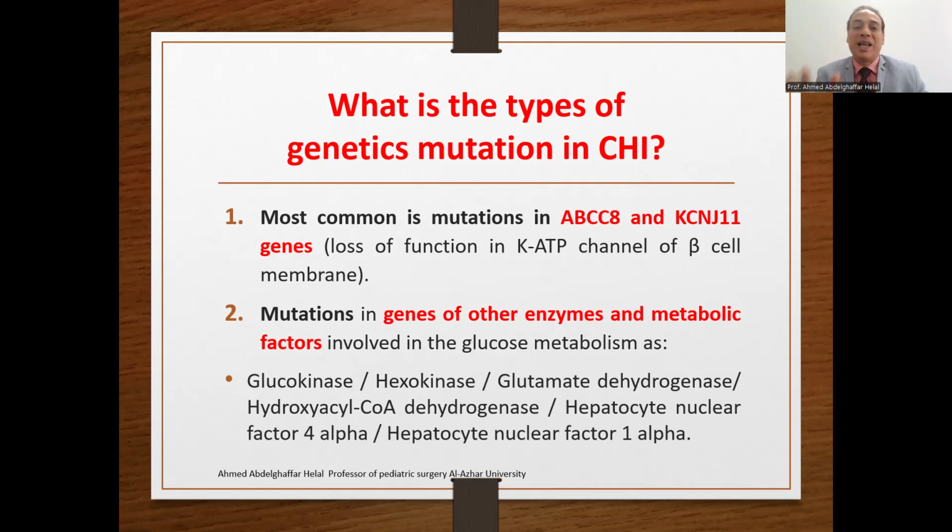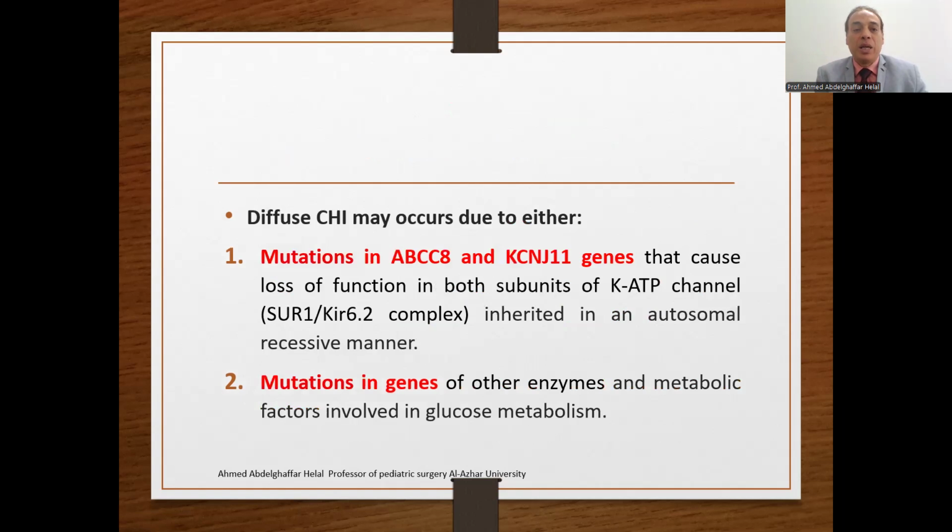So there will still be a severe release of insulin and there is no glucose production. Diffuse type, as we said, there may be a diffuse form where the whole pancreas is affected. In this diffuse type, there is a mutation in the ABCC8 and KCNJ11 genes that cause loss of function in both subunits of the channels, SUR1 and Kir6.2, in an autosomal recessive manner, or maybe a mutation in the genes of other enzymes and metabolic factors. So these two mutations could result in a diffuse form of congenital hyperinsulinism.